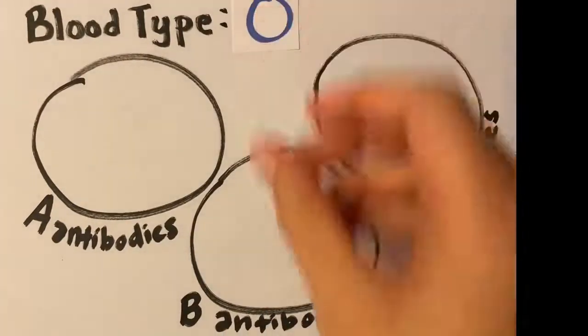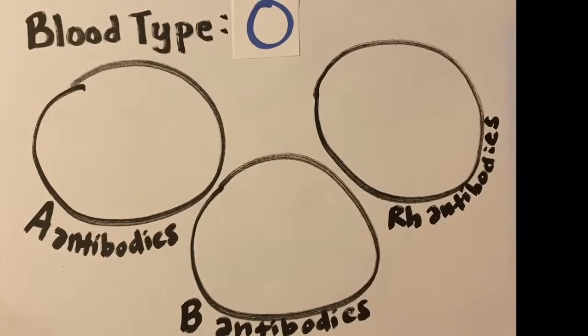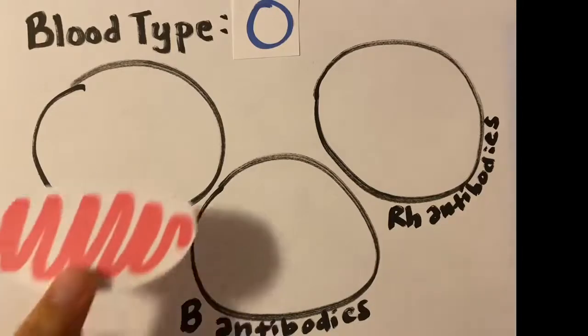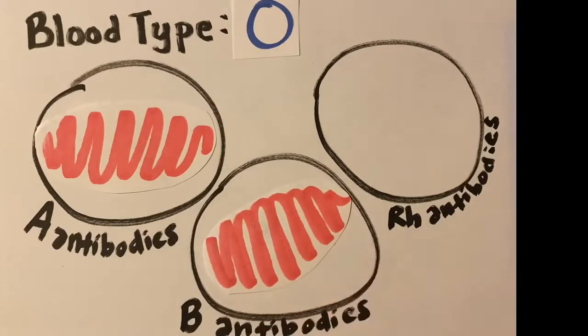Blood type O has no antigens in it. When you mix blood type O with a dish containing blood type A antibodies, they will not react. The blood will not clump together. Blood type O will not react with type B antibodies either.